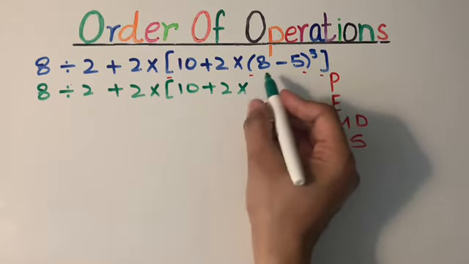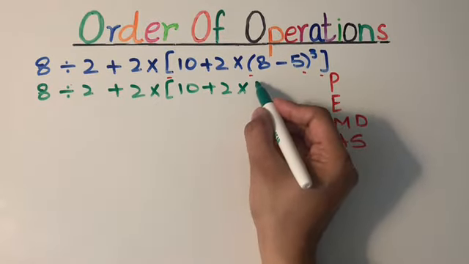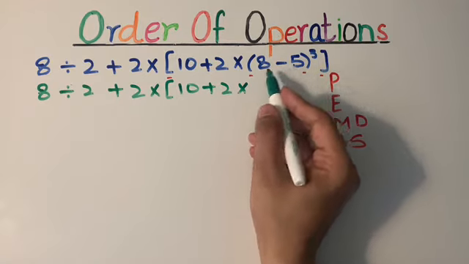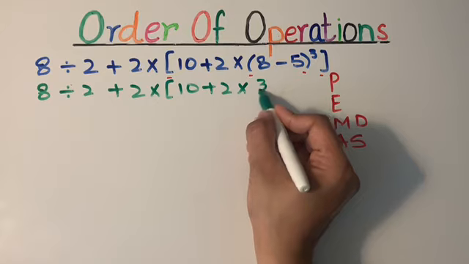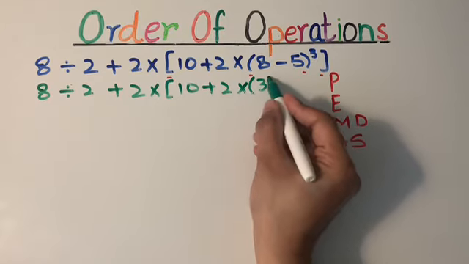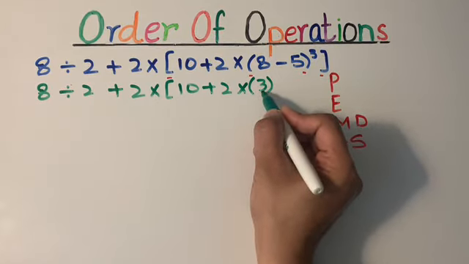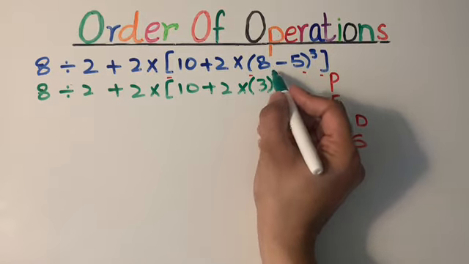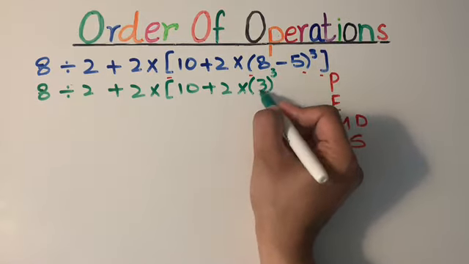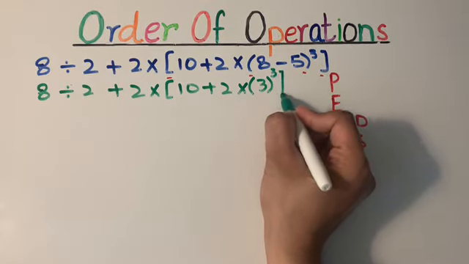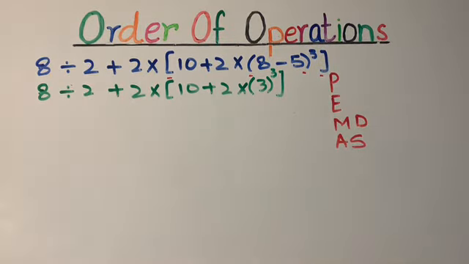So here comes the inner parenthesis, and in this group we have to subtract. 8 minus 5 is 3, and I'm going to use parentheses around this 3 because this 3 is not alone. It has the exponent, so 3 to the power 3, and here comes the end of the bracket.